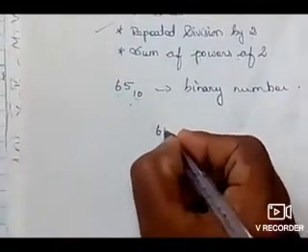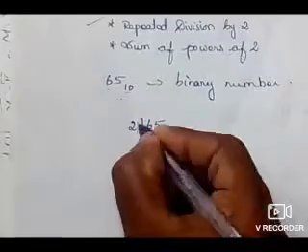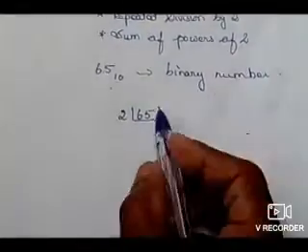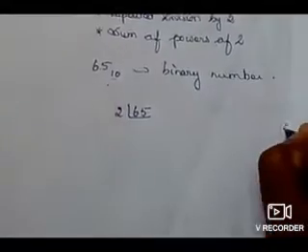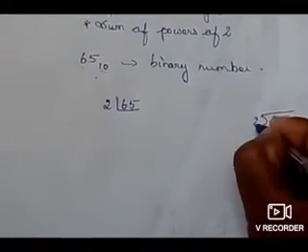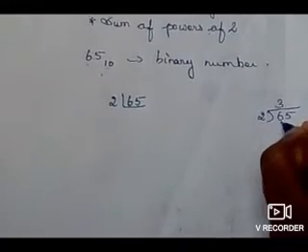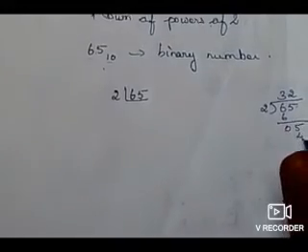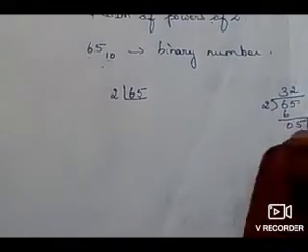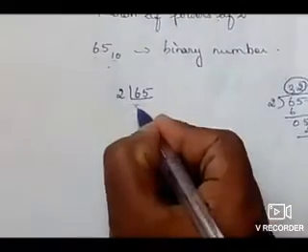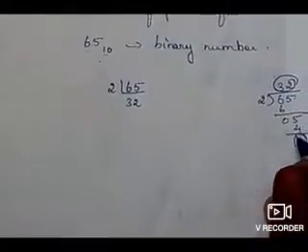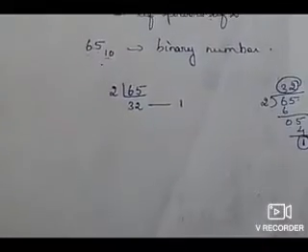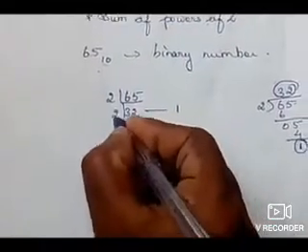See here, 65 divided by 2. We studied this method in the smaller section. If you feel difficulty, then see here, 65 divided by 2. 3 2s are 6, remaining 0. Bring the 5 down. 2 2s are 4, remaining 1. This quotient value, write here. This remainder value, draw one line, then write here. Did you get it? Then again divide by 2.